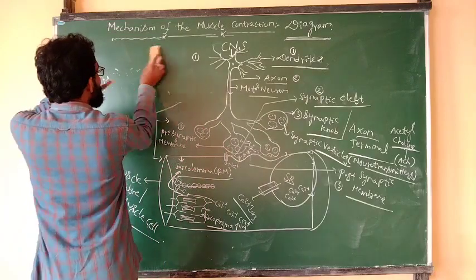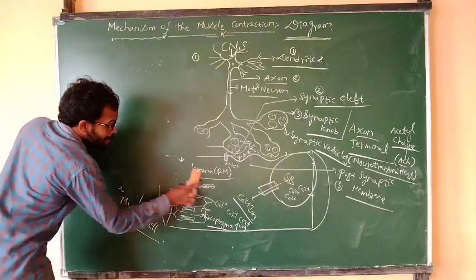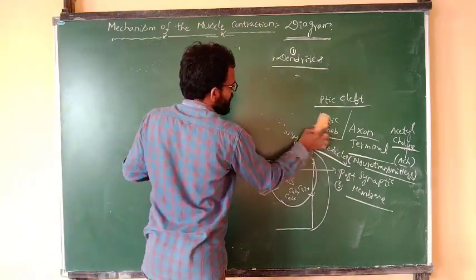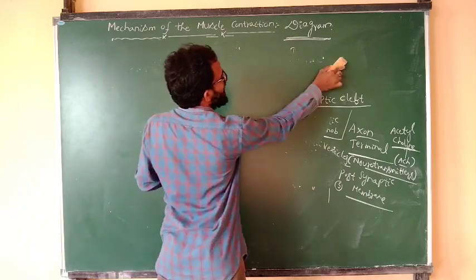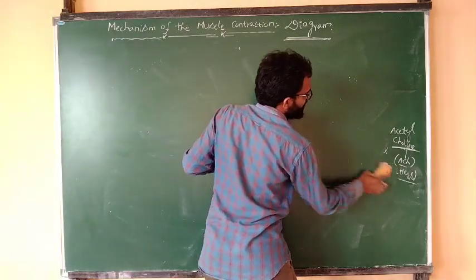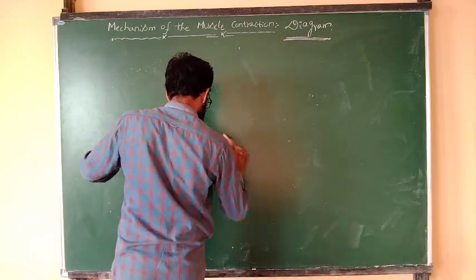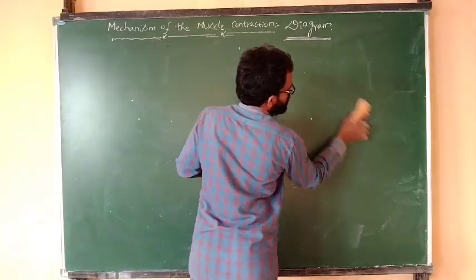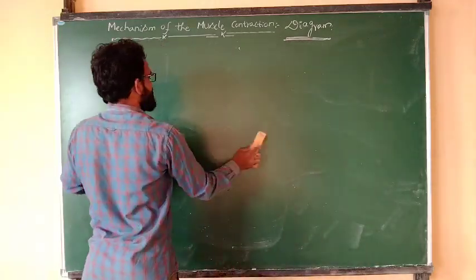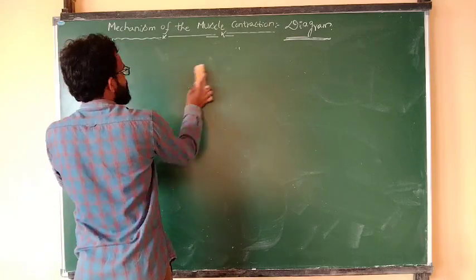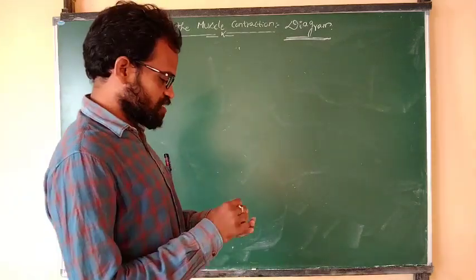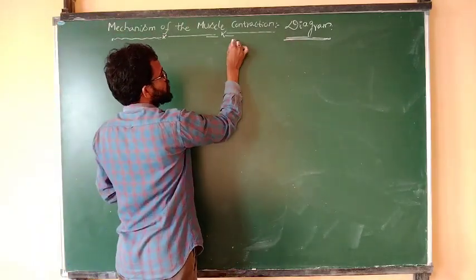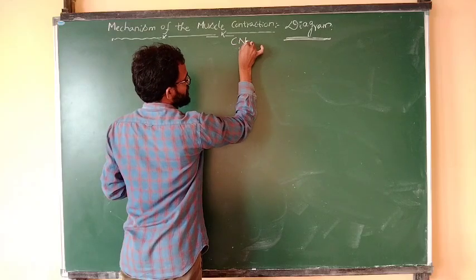More overlapping of the myosin. This is the diagrammatic representation of the mechanism of the muscle contraction. See here, the diagrammatic representation. What is the mechanism of muscle contraction representation? The first one is the central nervous system.